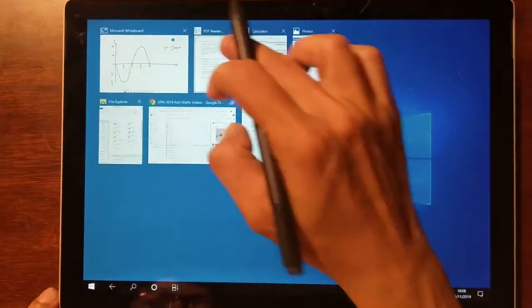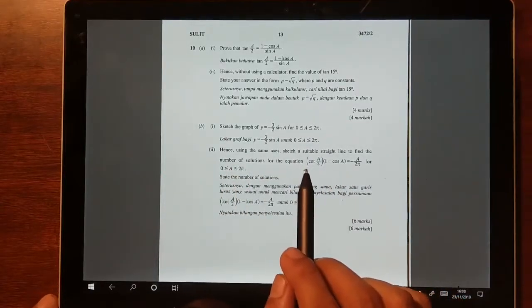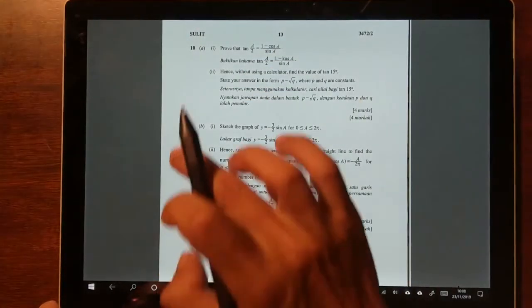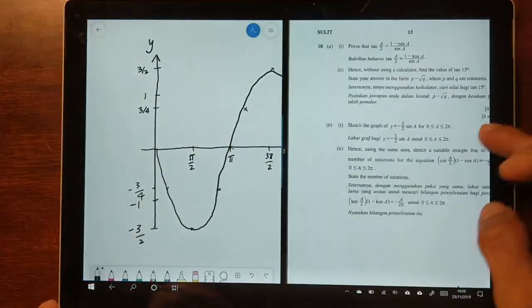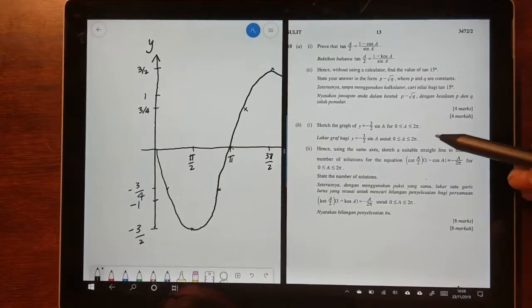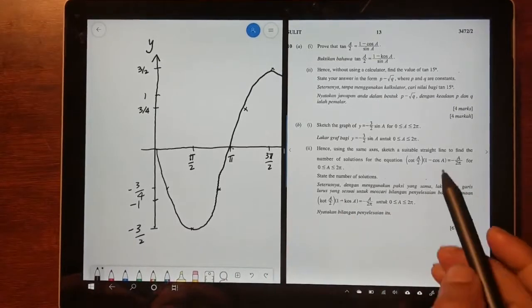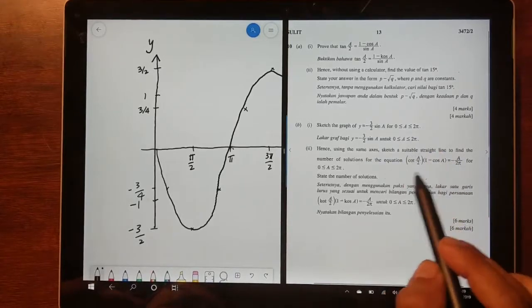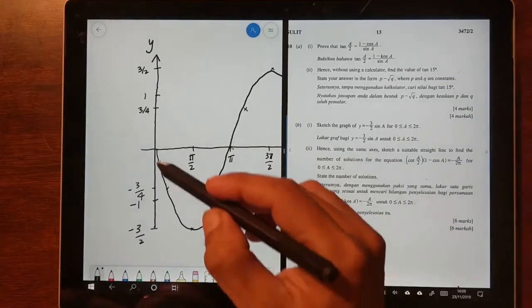So that's section B1 done, and hence using the same axes, sketch a suitable straight line. Let's throw that to the left and put this on the right. Hence, using the same axes, sketch a suitable straight line to find the number of solutions for that. So now we know that the left-hand side of this equation is simply sine A.